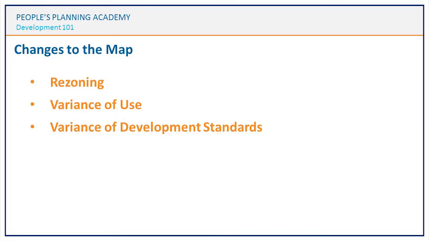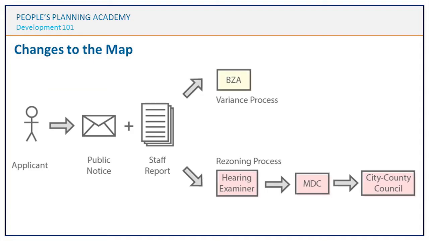So this is really simplified, but these are the most common types of zoning changes: rezoning, variance of use, and variance of development standards. I'll provide examples of each of these in just a minute, but first let's talk about how the changes occur. This is a graphic to represent the process. Each of these changes begins with the land use petition, which is a formal request for one of these changes.